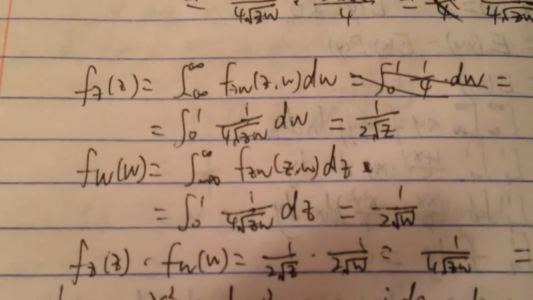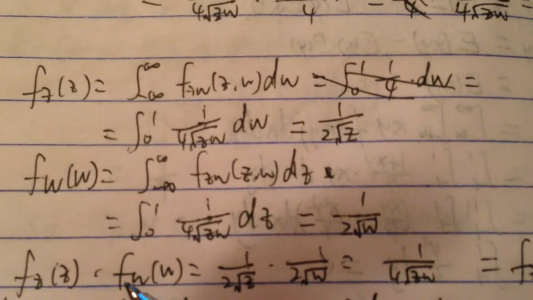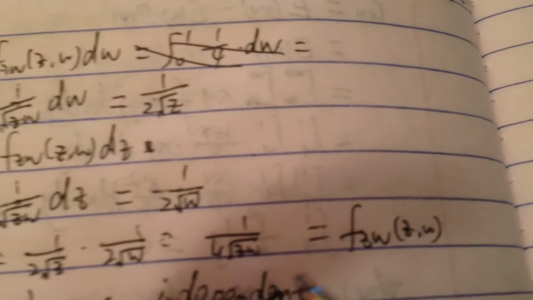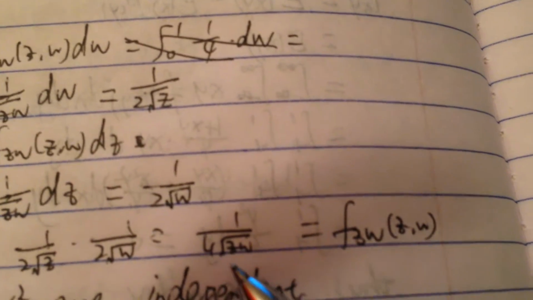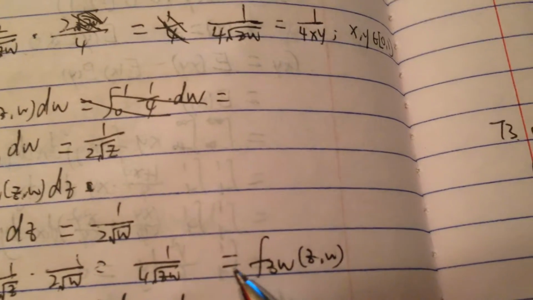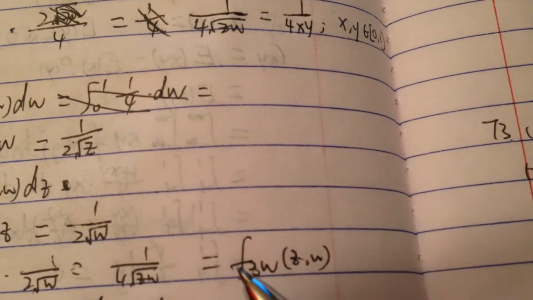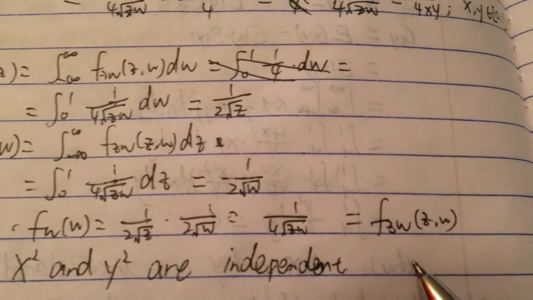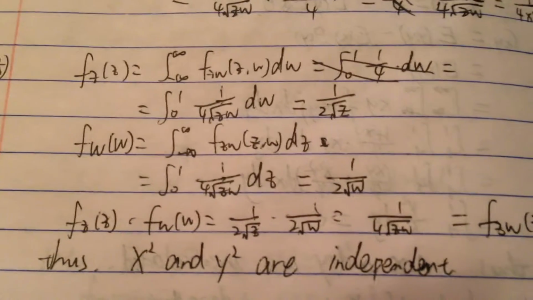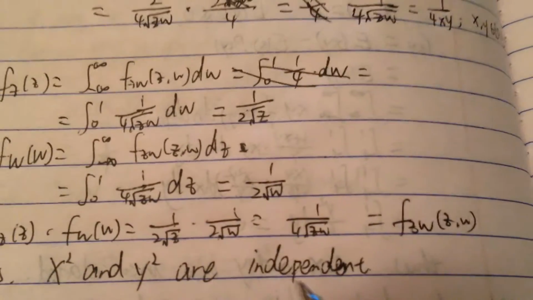So we can check: the PDF of Z times the PDF of W equals 1 over 4 times square root of z times w, and it equals the joint density function of Z and W. So we can say that X squared and Y squared, that's Z and W, are independent.